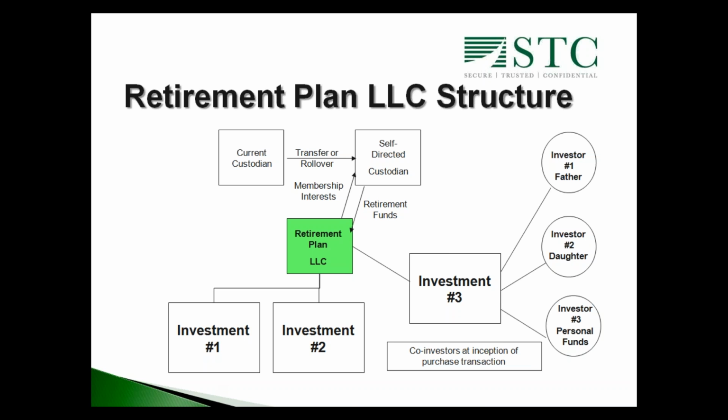Now in this example, your retirement account has 3 investments in it. Investments 1 and 2 are wholly owned by your retirement account. Investment 3 has 4 owners. You'll see your retirement plan is one of the owners. Your father, your daughter, and some of your personal money is also invested in investment 3. And that works as long as you co-invest at the inception of the purchase transaction. So if you have any interest in that kind of an investment, we have many people who come to us who specifically want to do that. And we can help you co-invest with other parties.